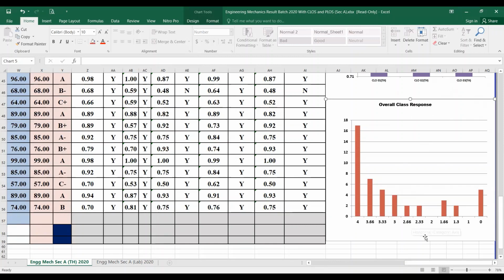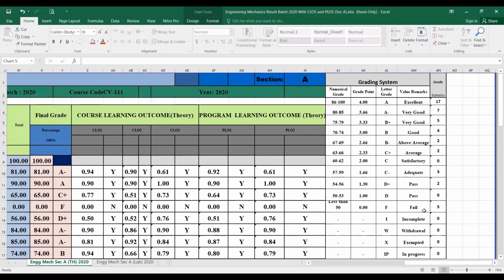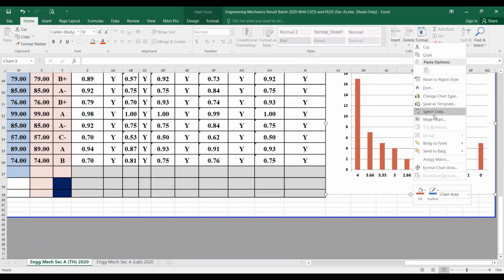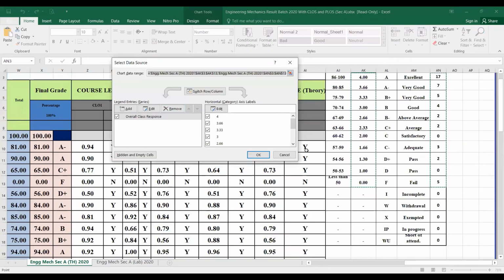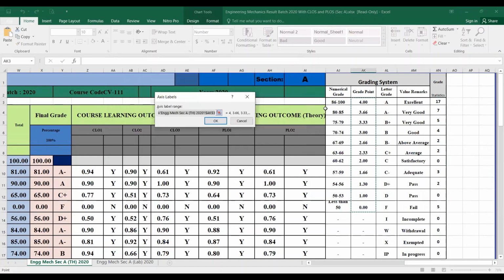Next is overall class response. So this is the grading criteria. These are the grades. And for GPA, how many students are there? More than 16%. So you can see this one, 17%. Now let me show you the select data here. I am not making graphs actually here. In this portion, you have added this column. You put this column of the grade point.